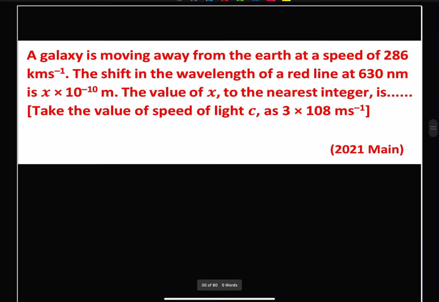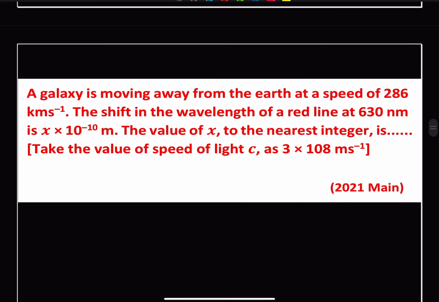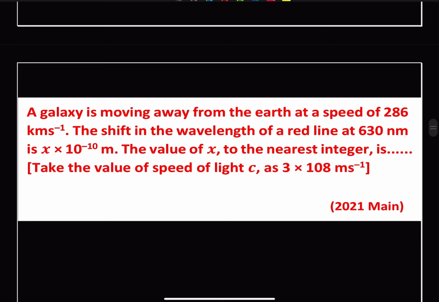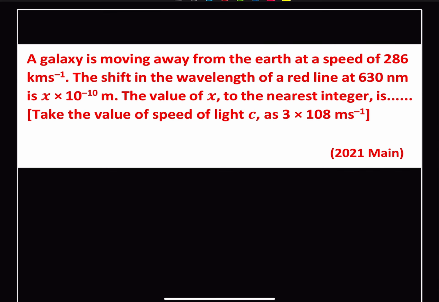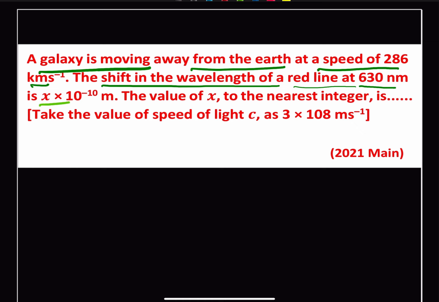Next question. We are given that a galaxy is moving away from the Earth at a speed of 286 km per second. The shift in the wavelength of a red line at 630 nanometer is x times 10 raised to the power minus 10 meters. The value of x to the nearest integer is, taking the value of speed of light, 3 into 10 raised to the power 8 meter per second.